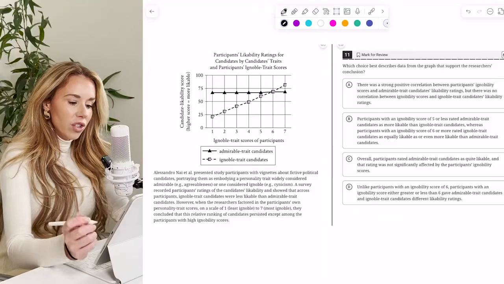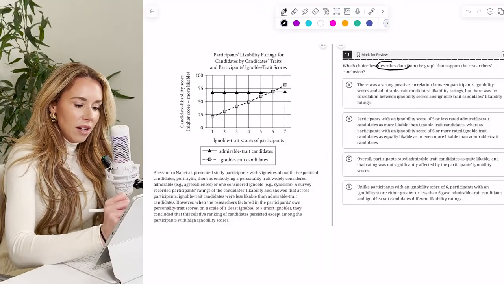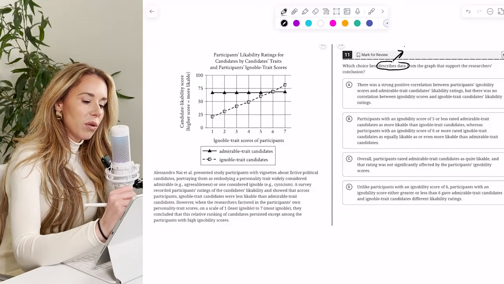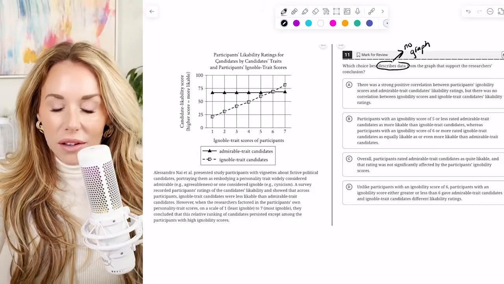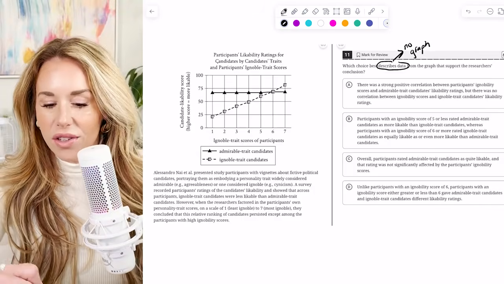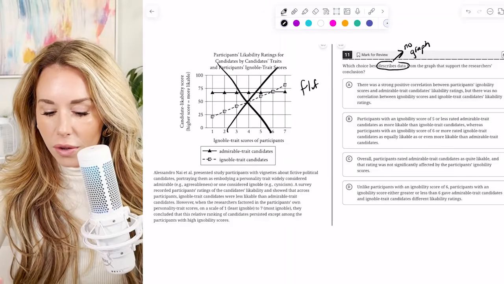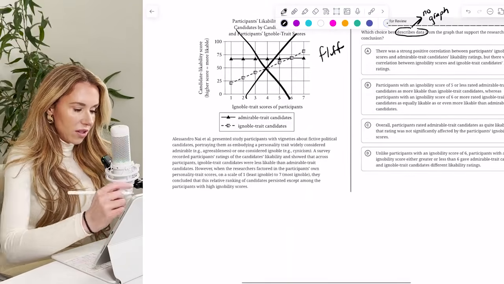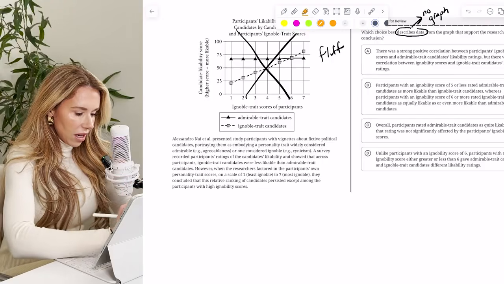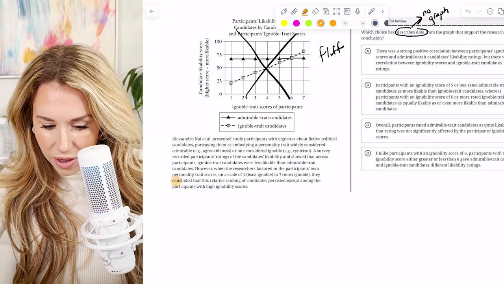So we have "which choice best describes data." Okay, if I see "describes data," you probably don't need the graph. It's an English question. It's smoke and mirrors. This graph is likely fluff. So what I want to do is find the conclusion, okay? If I go down here, it looks like the conclusion is right here.